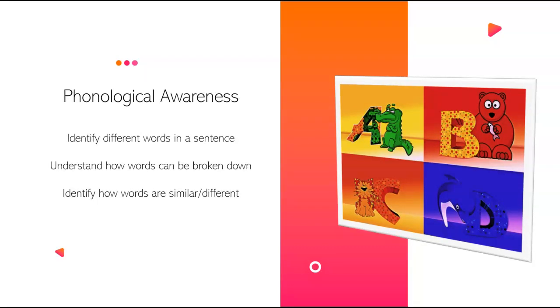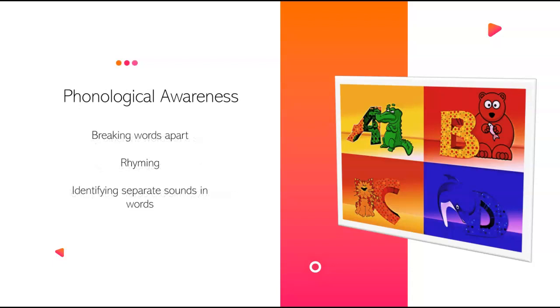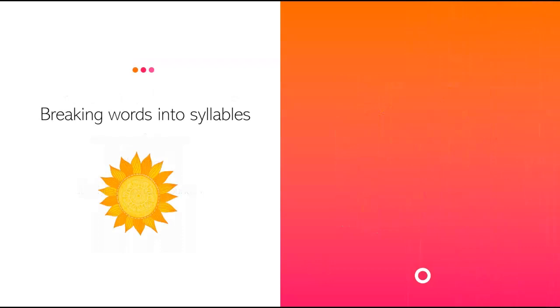This is a skill that we really focus on in the early stages of reading, even before children learn the letters of the alphabet. There are a number of abilities that fall under this umbrella of phonological awareness, and these skills have to do with breaking words apart into their separate sounds, rhyming, or identifying the different sounds in a word. The first skill that we'll talk about is breaking words into syllables. If I say the word sunshine and ask you to clap as you say each syllable or word part, you would say sun-shine, or sun-ny, sun-ny.